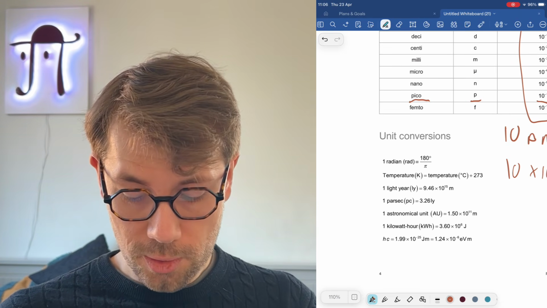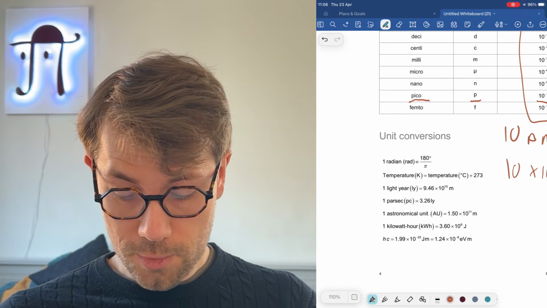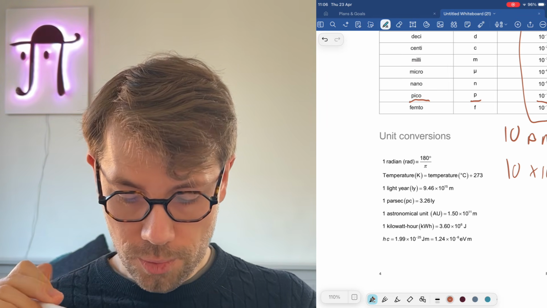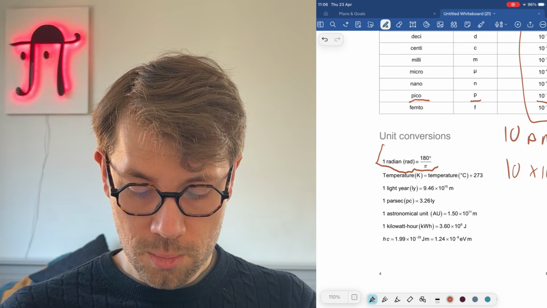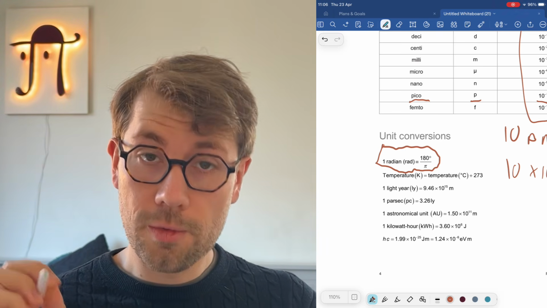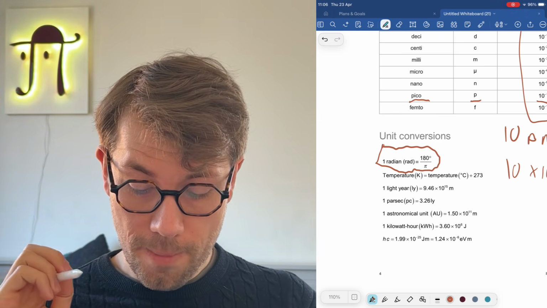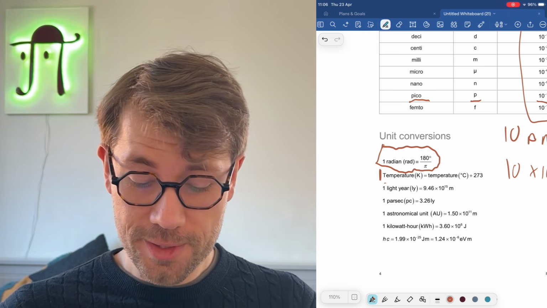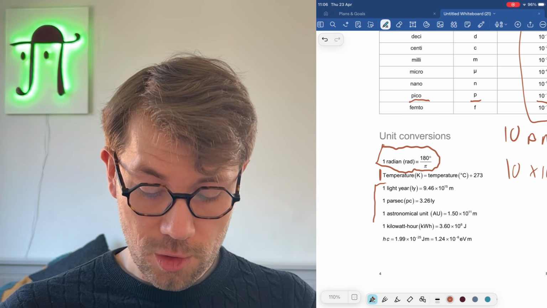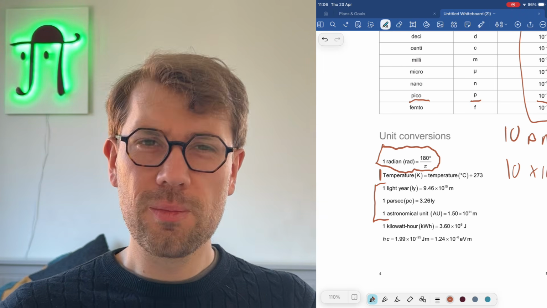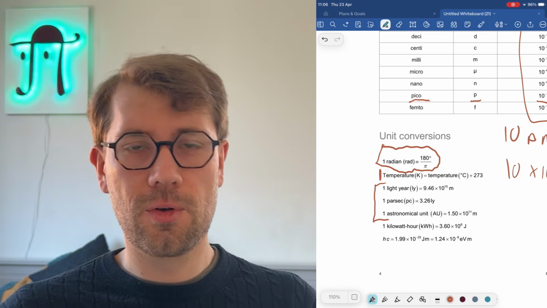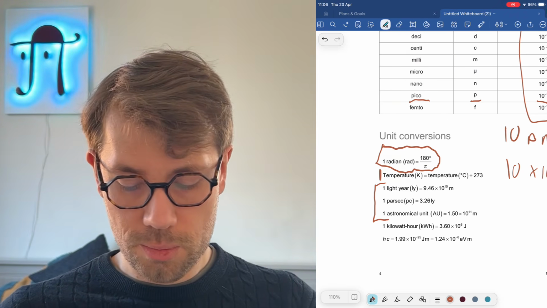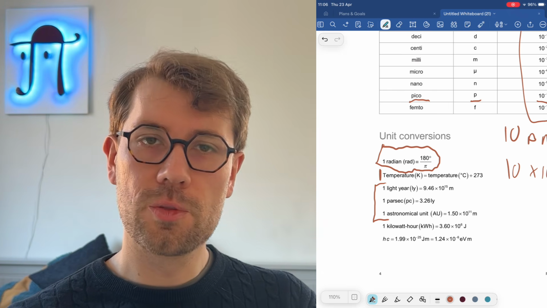Right, then we've got these unit conversions. I am going to say that the most important one is probably going to be this radians. We need to know it's there. Temperature is also going to be a bit important. These light years, parsecs, astronomical units, we don't use them too much, but they come up a bit when we talk about these grand scales of galaxies, stars, planets, universes, but nothing too much to be worried about.